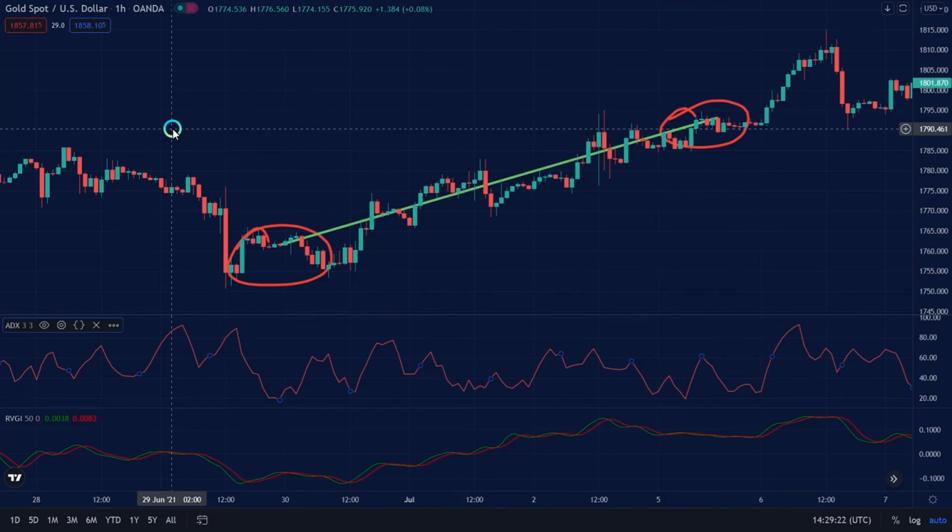What we will need is an RVI, a relative vigor index indicator, that is 50 period, and an ADX, that is 27 period smoothing and 27 period length. It is really important to use the same exact numbers for the gold trading. So what is the exact strategy?